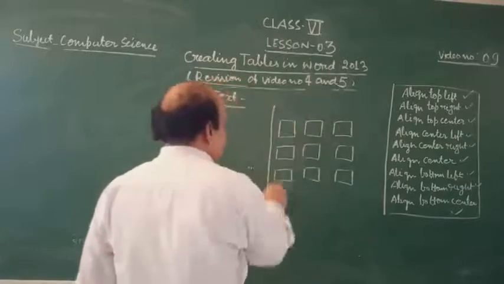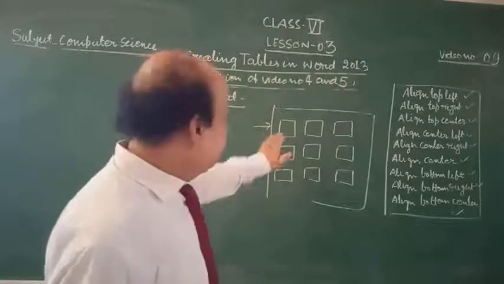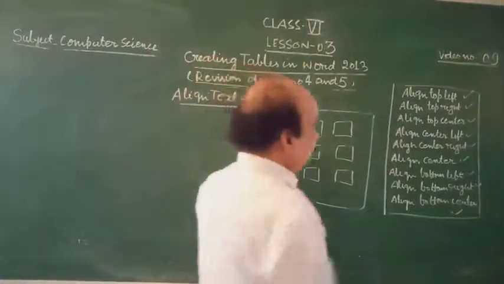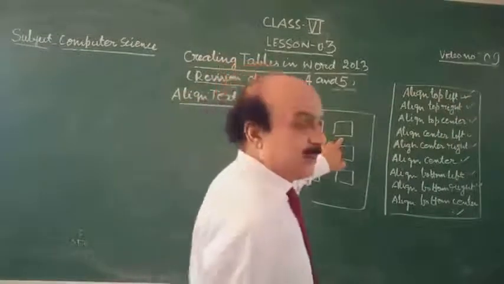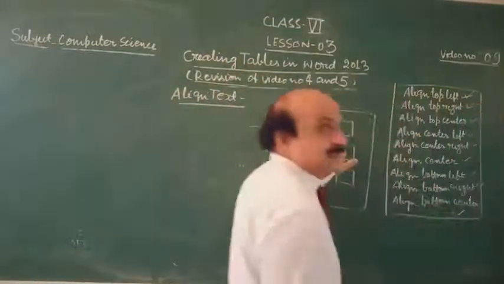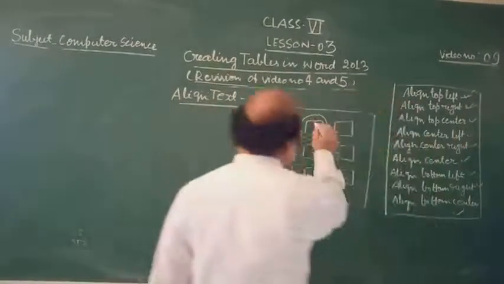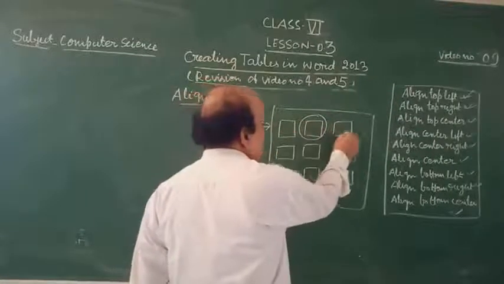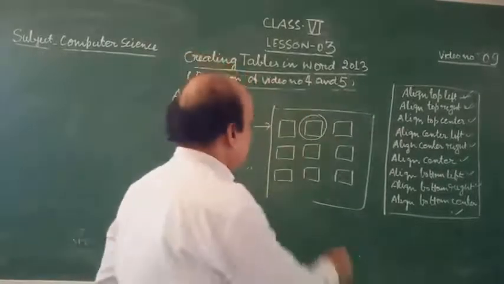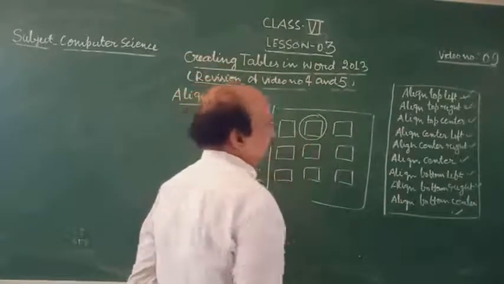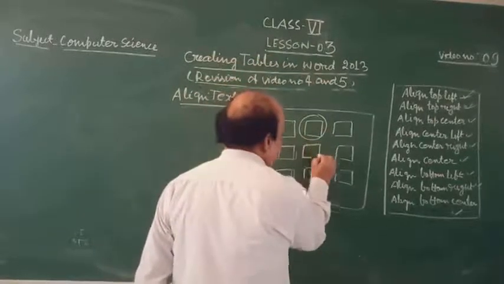At the top, see here, this icon on the left hand side is align top left. Second is align top right. And the one in the middle is align top center. So at the top: left, right, center. Just like that, the one in the middle is align top center.